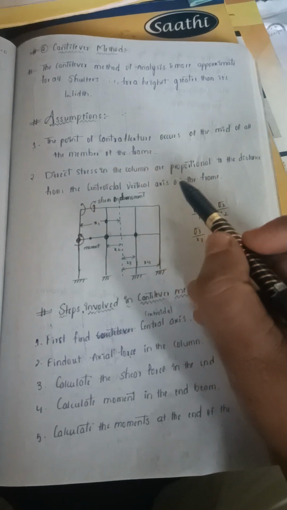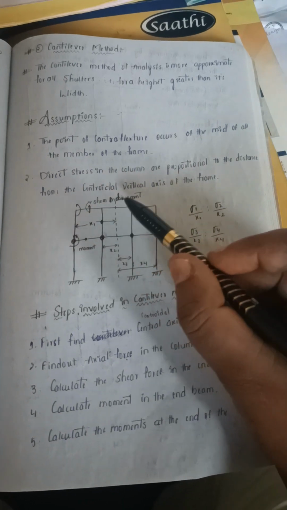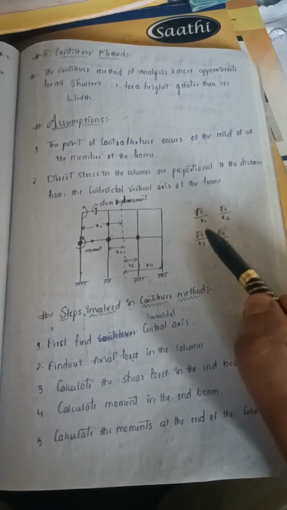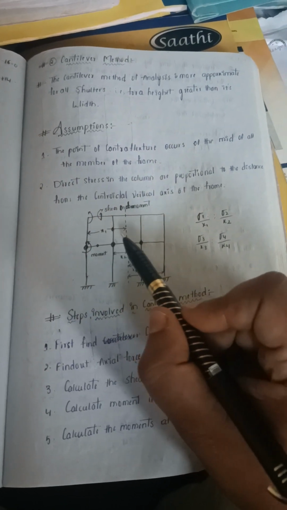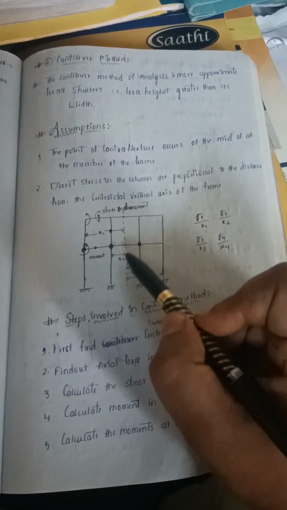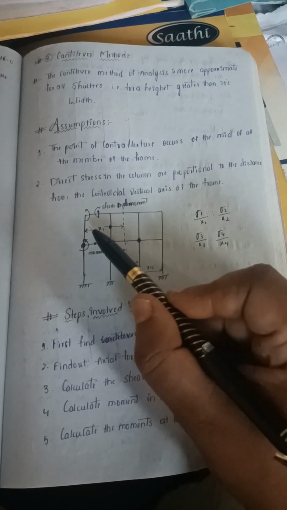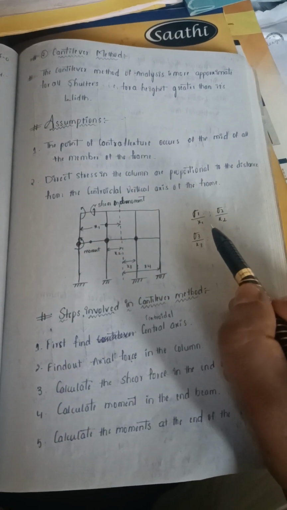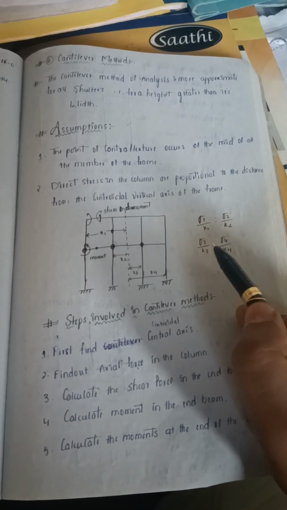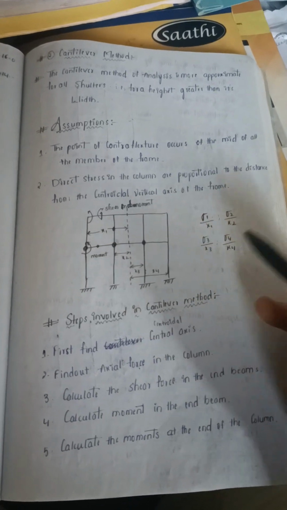Direct stress in the columns is proportional to the distance from the centroidal vertical axis of the frame. Sigma is directly proportional to x. So as x, the distance from the centroidal axis, increases, stress will also increase. Sigma is directly proportional to x. Therefore, we can write sigma 1 by x1 equal to sigma 2 by x2 equal to sigma 3 by x3 equal to sigma 4 by x4.